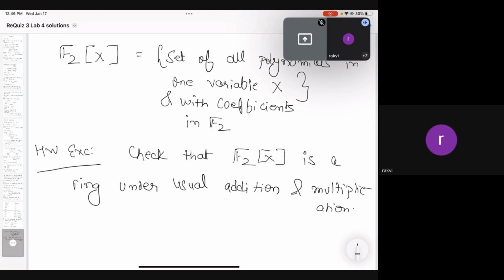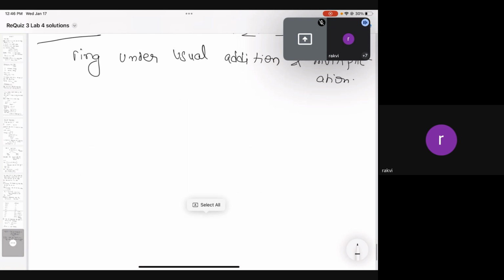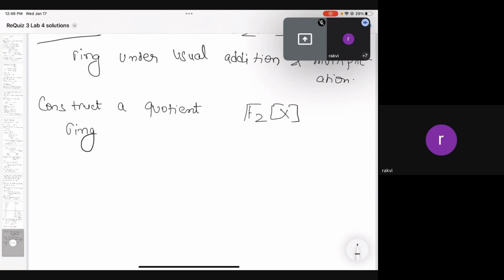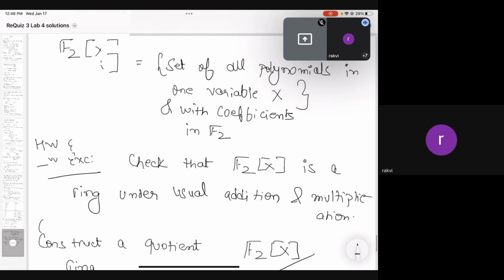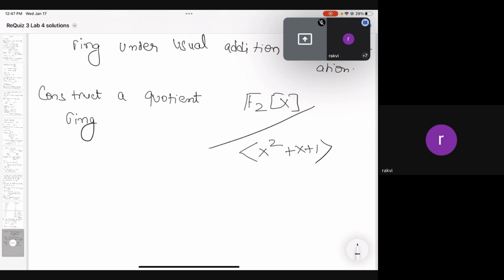This is a ring, but now I have an irreducible polynomial, so I have to use that also, right? So I'm going to construct a quotient ring. Now, what do I mean by that? So I take this ring, all the polynomials, and I quotient it out by my polynomial, x squared plus x plus 1. This is my notation for the quotient ring.